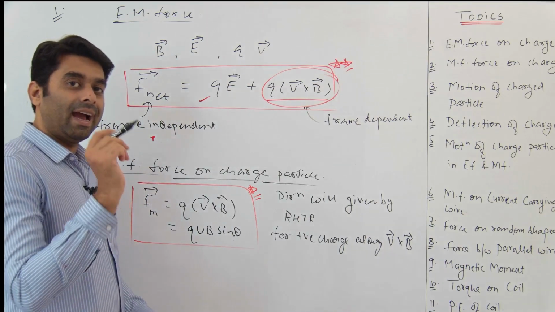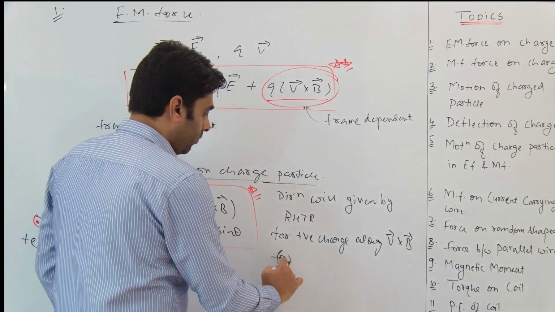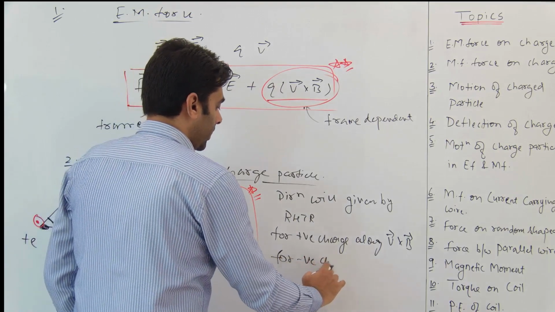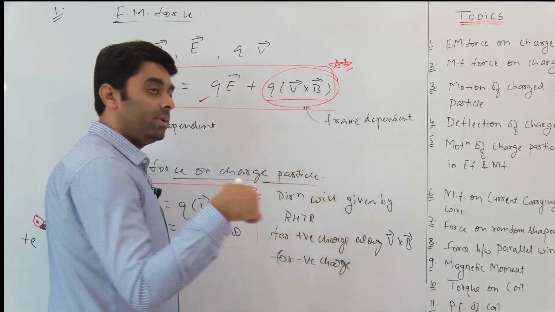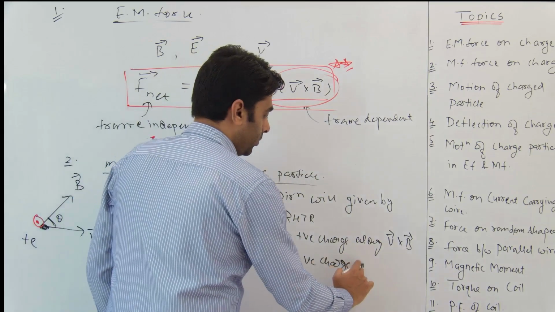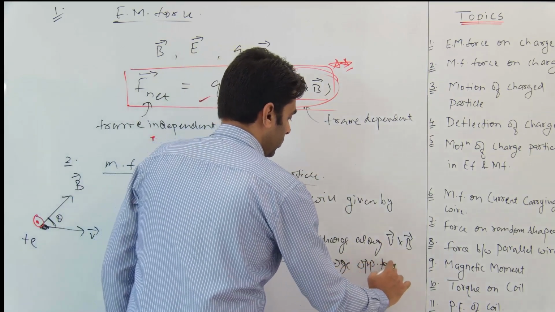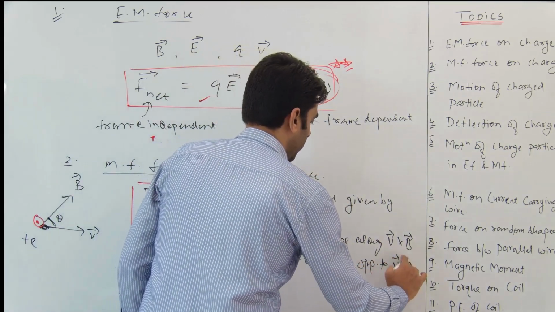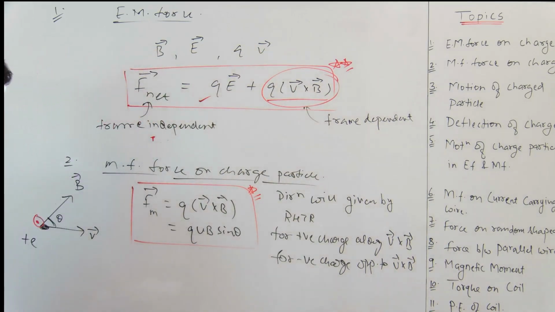But if we have a negative charge, for a negative charge the force will be opposite to v cross B. How to do it? Let's suppose that we have an electron. Same situation I am taking over here. Electron is there, velocity is this, and magnetic field is this at an angle of theta. How will we do it?